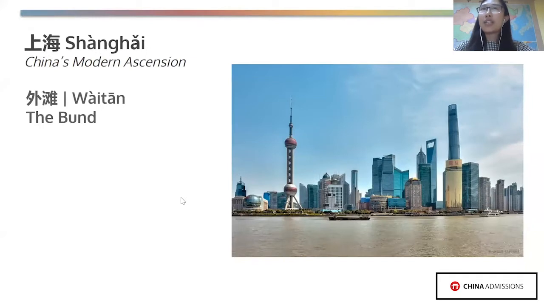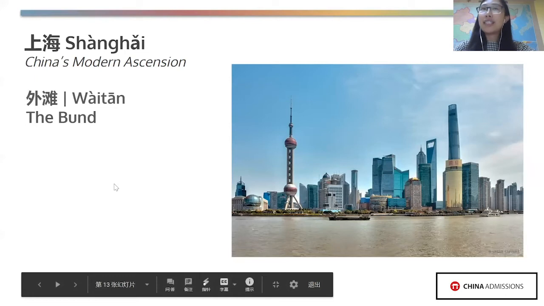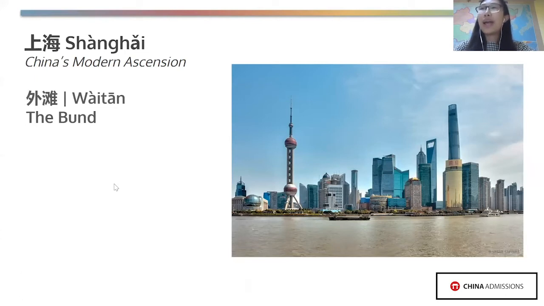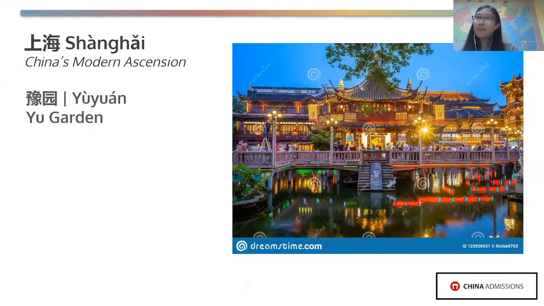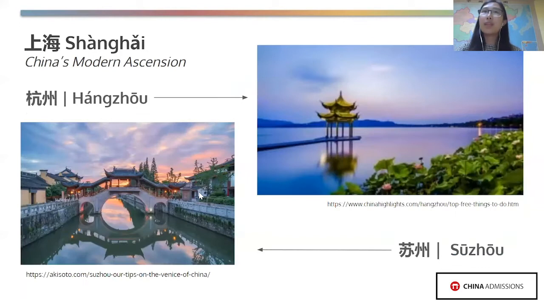Okay, now Shanghai. Shanghai is the most modern city in China. You can see those beautiful buildings. And this is Wai Tan, the Bund. Wai Tan, a lot of tall buildings there. Yuyuan. Okay, so Yuyuan is a very typical classic garden in Chinese style. You can see these buildings. It's very Chinese, right? Yuyuan is in Shanghai. It was built more than 400 years ago. Yuyuan.